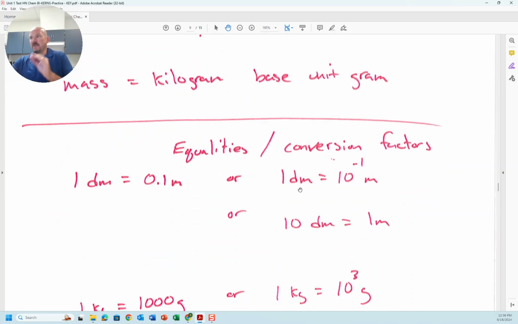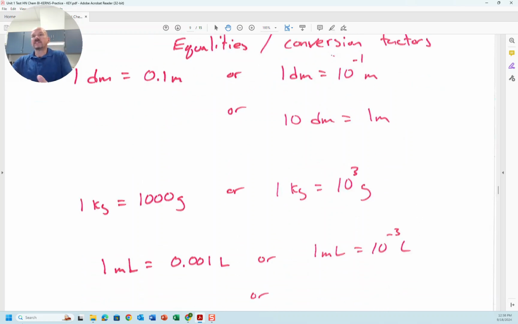I'm not sure if he's making you use the powers of 10; it doesn't really matter to him which way you think of it. But in order to do dimensional analysis, in order to do unit conversions, you have to have an equality. You can memorize any of these, but you have to have that equality. The same thing is true about kilograms and grams.